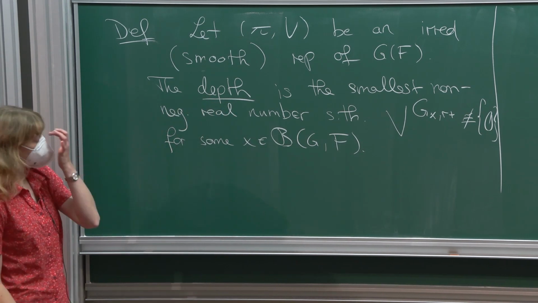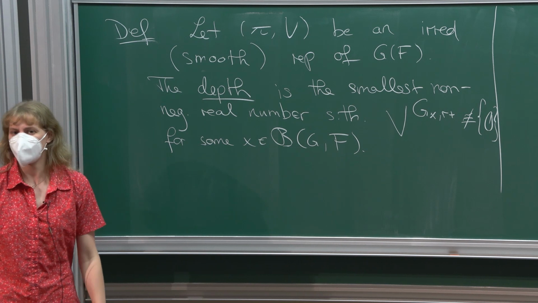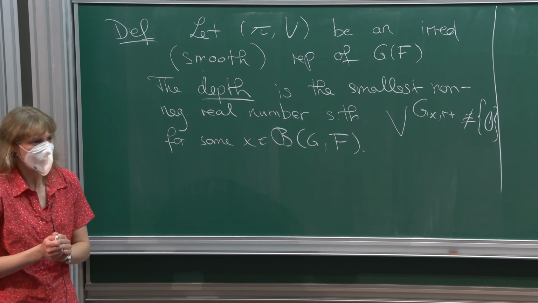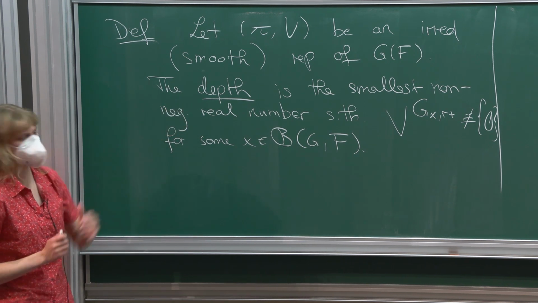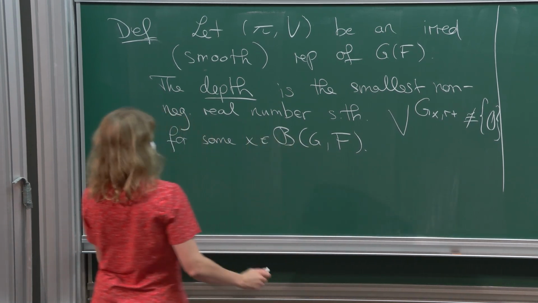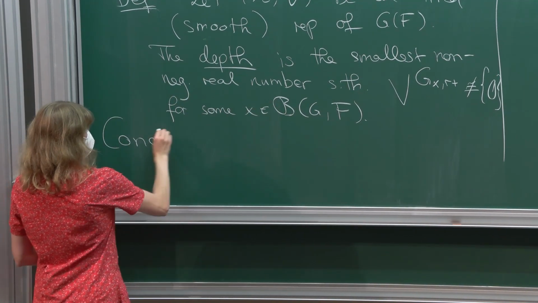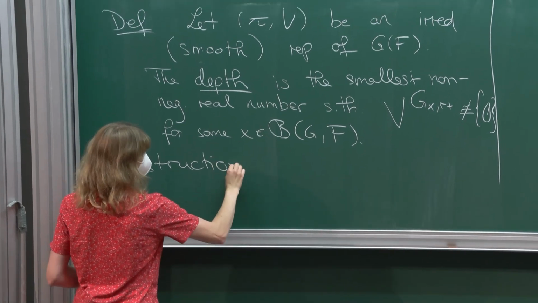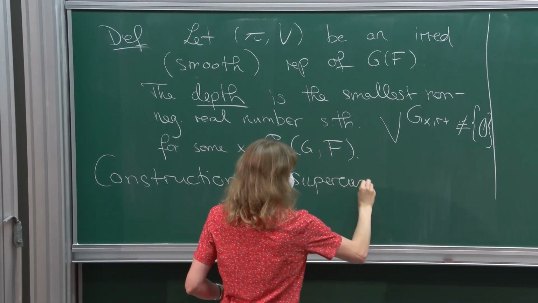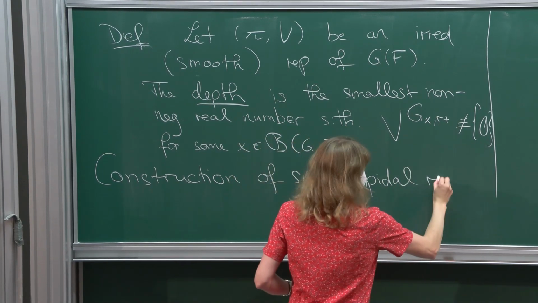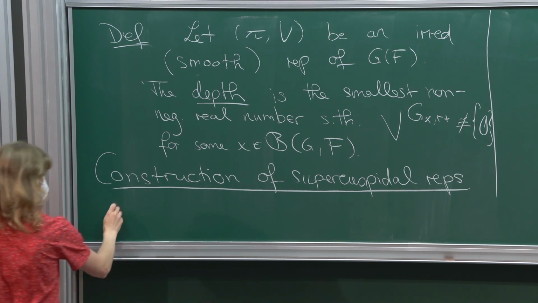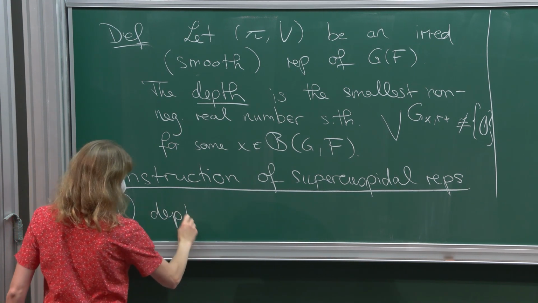So that's the notion of the depth that Moy and Prasad introduced in the 90s to give a first invariant to a representation. And then what they did is they studied also the depth zero representations. So let me do this as the first example. So let's now try to look at the construction of supercuspidal representations. And so the first case are the depth zero representations.